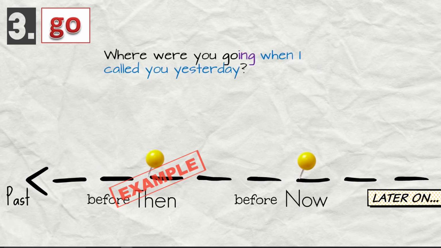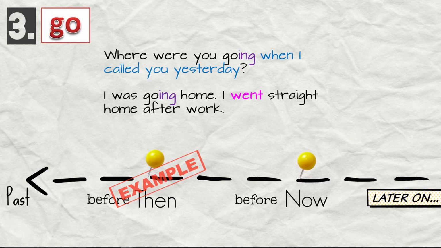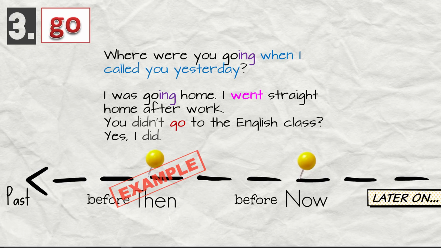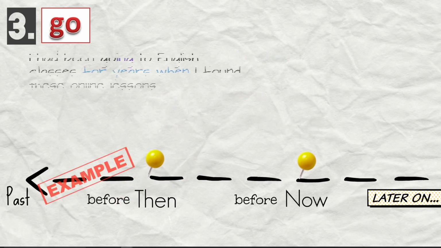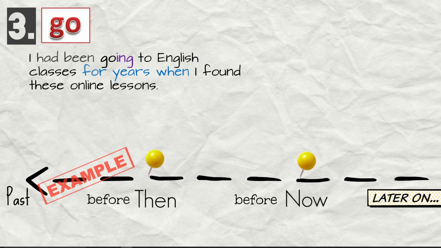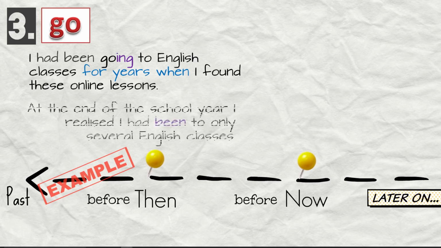Where were you going when I called you yesterday? I was going home. I went straight home after work. You didn't go to the English class? Yes, I did. I had been going to English classes for years when I found these online lessons. At the end of the school year, I realized I had been to only several English classes.